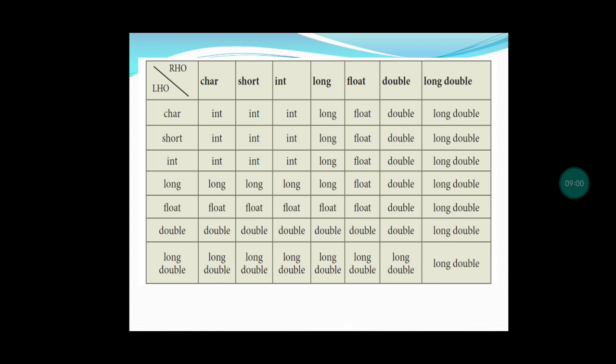Before that, let us see the table of conversions. Character can be converted into integer, long, float, double and long double. Short can be converted to integer, long, float, double and long double. Like that, the table shows which data type can be converted to which types. Double can be converted to only double and long double. Long double can be converted to only long double. Float can be converted to only float, double and long double. It cannot be converted to integer. So this type of conversion can be understood by seeing this table.